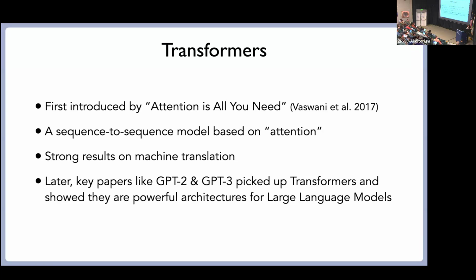It's only after a few years that key papers like GPT-2 and GPT-3 picked up transformers and showed that this is an incredibly powerful architecture for large language models. That was when people realized that transformers can be a really powerful architecture for training a large language model that doesn't just do one task like machine translation, but can do many different tasks like we discussed earlier. Basically, transformers can be seen as a sequence-to-sequence model that is based on attention. It's one of the key operations of transformers that we will see very soon.